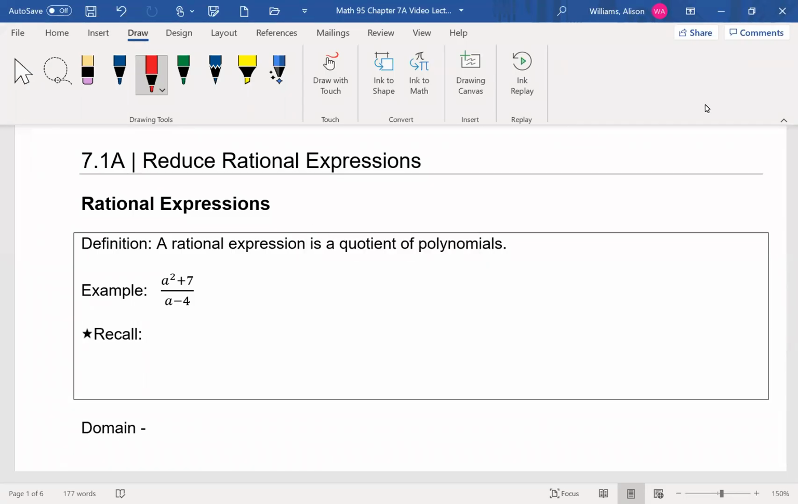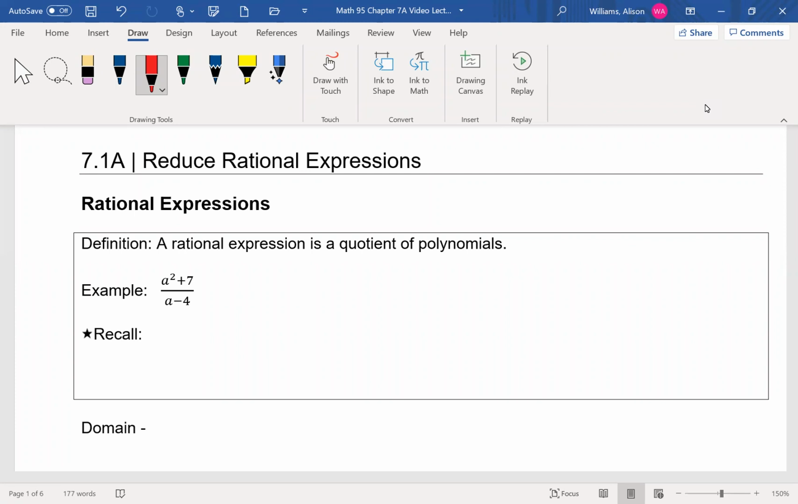In this video, we're going to talk about rational expressions. In particular, our goal is to reduce rational expressions. But before we get there, let's discuss what a rational expression is and kind of introduce this concept. So, a rational expression is a quotient of polynomials. And here's an example: a squared plus 7 over a minus 4.